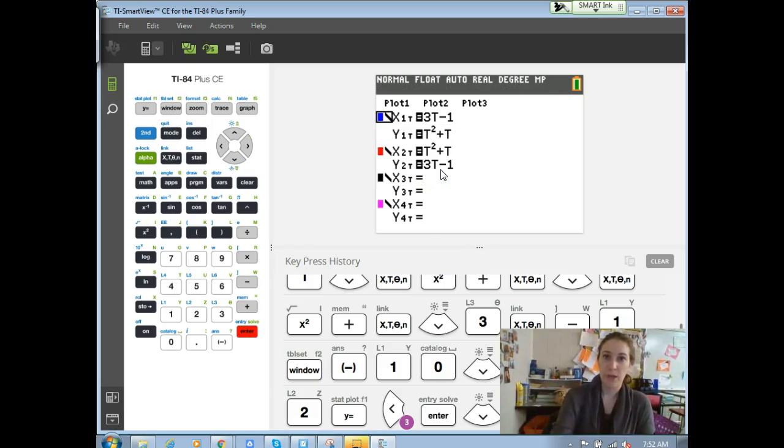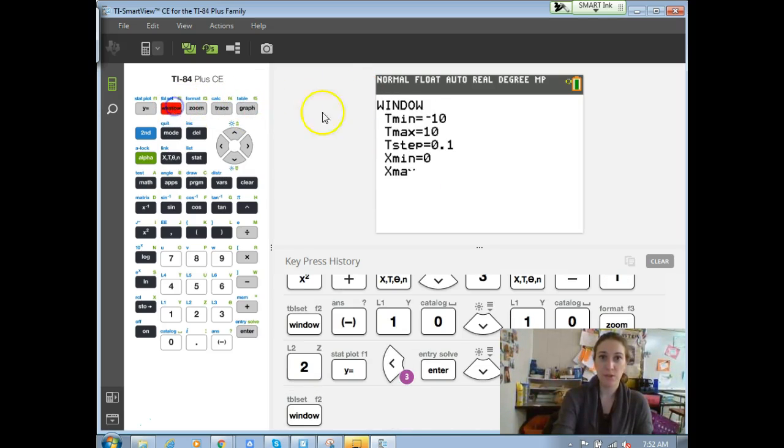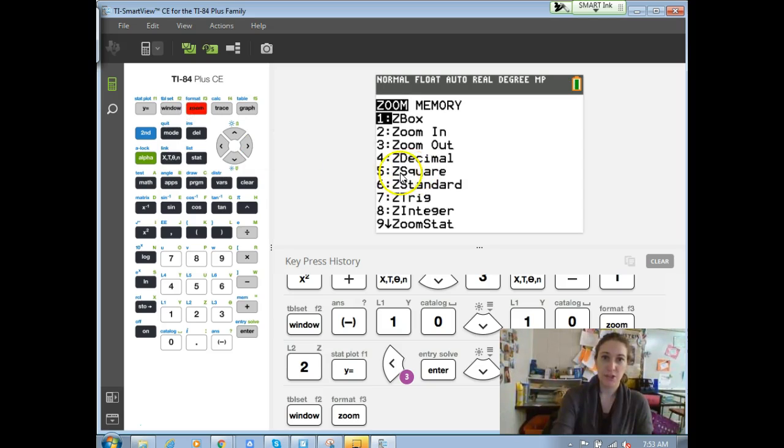Alright, okay. So function and the inverse are typed into both sets of parameters, and then I went to window. I set up my t's to go from -10 to 10. Right now it's t stepping as 0.1 just to make it smooth, and then I'm going to go to zoom and then choose square, which is number 5.